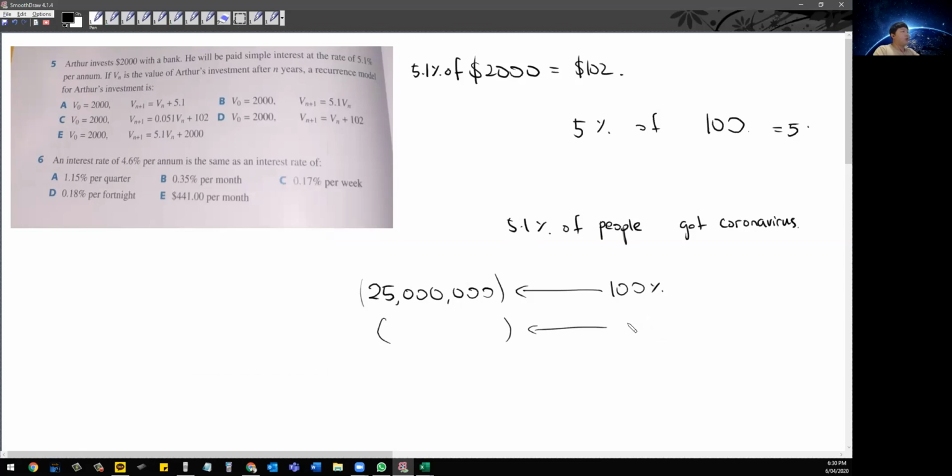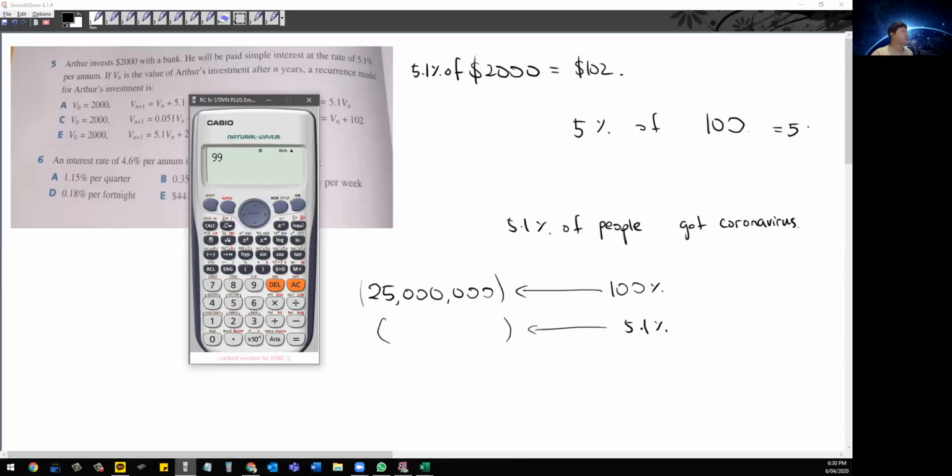So if 5.1% of the Australian population contracts coronavirus, how many people are they? Can you work it out? You can do it on your calculator. So you've got to do 25,000,000 times by, which way did you do? Did you do the division by 100, or 0.051, or 5.1%? Percent. Okay, so you found the percent symbol? So that's 1,275,000. Easy.